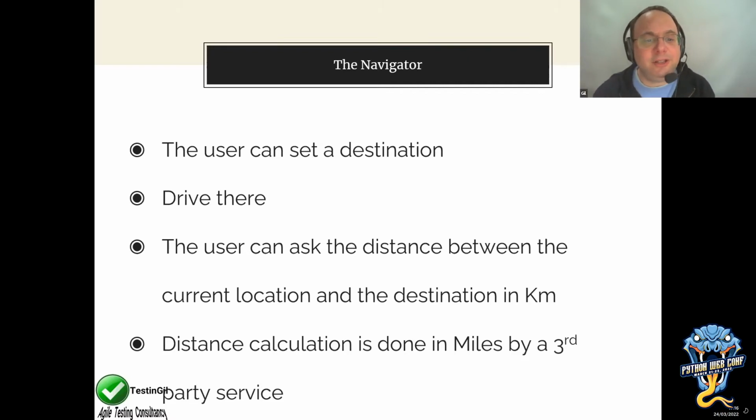The user can set a destination, drive there, and then ask the distance between the current location and the destination in kilometers. Why do I do that? Because that would be really our logic. We're going to use a separate third-party service, our dependency, which retrieves the distance in miles. So our logic would be to call this service, get the result in miles, and once it does, translate that into kilometers. That would be our logic.